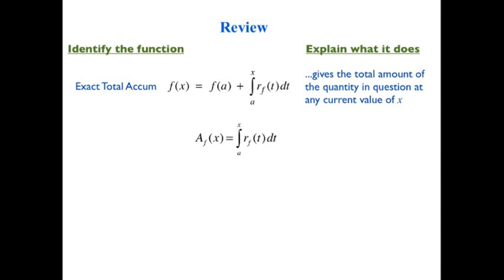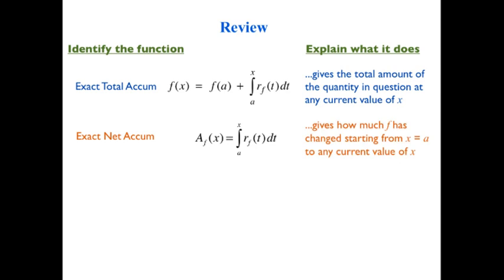All right, what's the second one? What's the second function? Identify that one. Yes, sir. Net accumulation, right? And what does this one do or give? It tells you the change from a to x, the change in our quantity. Whatever that quantity f is, this one gives us how much change in f there is starting from a up to the current value of x. It gives you how much f has changed starting from x equals a to any current value of x.